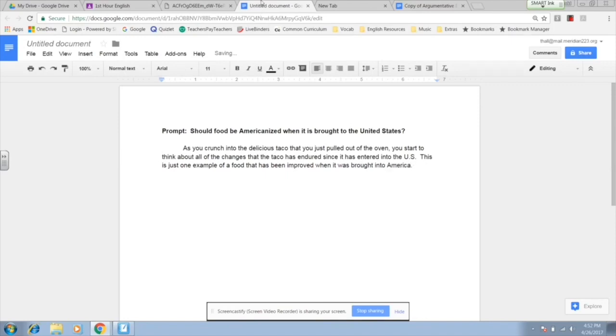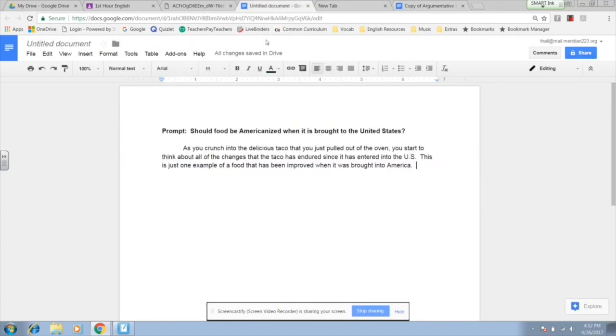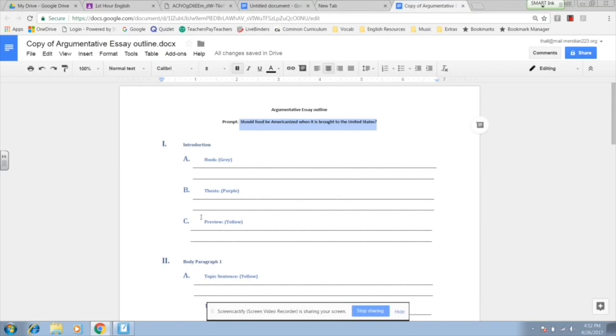Okay, my next thing I need to do, so that's my hook sentence, and it leads me into my thesis statement. And remember, our thesis tells a reader what the whole entire paper is going to be about. This is where I give the side that I'm on, and this is a very, very easy sentence to write. All I have to do is restate and answer this question. So when I restate and answer, I'm going to put food should be Americanized when it's brought to the United States.